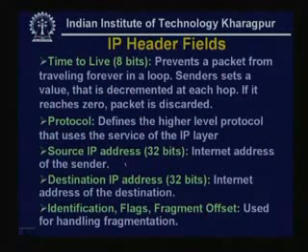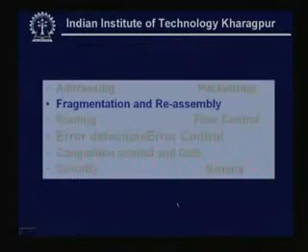Then the source IP address is necessary, and the 32-bit destination IP address. The identification, flags and fragment offset fields are used for the purpose of fragmentation. So let us consider fragmentation and reassembly, how it is performed in the IP layer.